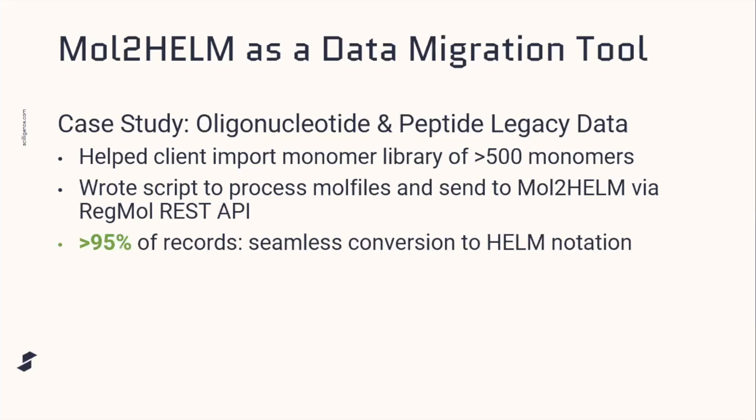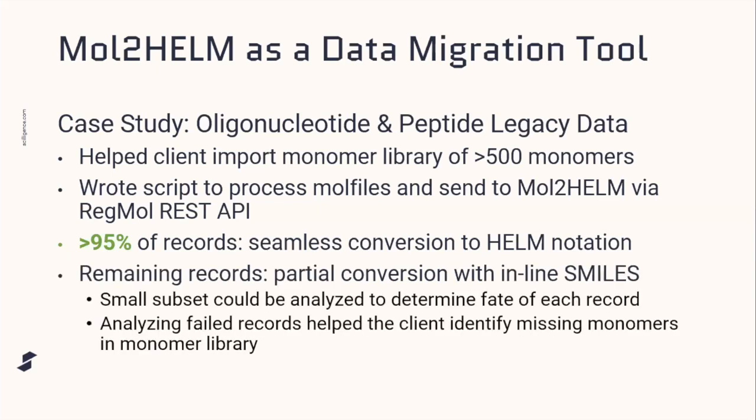And what we found was that for over 95% of the records in the client's legacy data, we had seamless conversion to HELM notation. So all of the parts of each structure were identified as monomers and identified, more importantly, as the correct monomers.